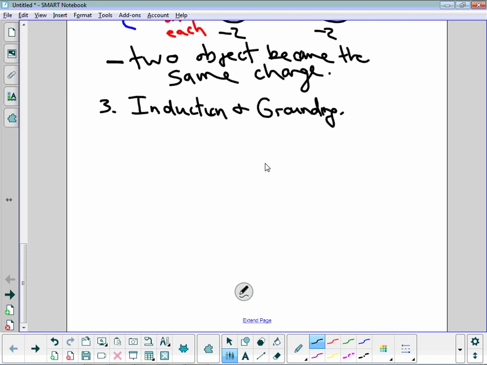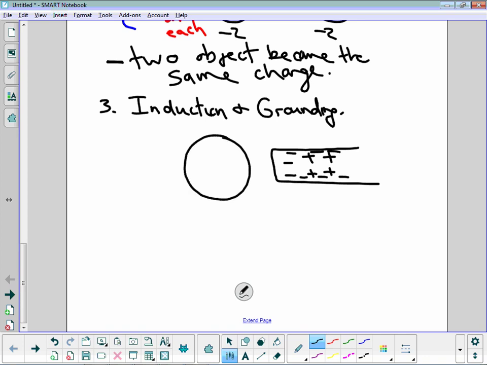Induction and grounding. I'm going to use spheres again. No, I'll use our charged rod. So yesterday we talked about induction and grounding. There will be some review work in preparation for our quiz. It's on Google Classroom, so take a look at that. I'm going to start in this case with a negatively charged object. I've got it drawn as a rod, like an ebonite rod or something like that. It doesn't matter how many negatives. I'm going to bring it close to the sphere, which we know has 4 pluses.